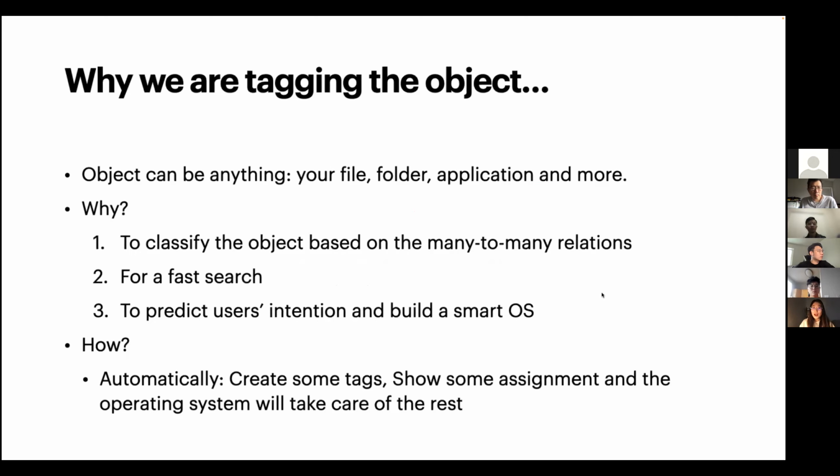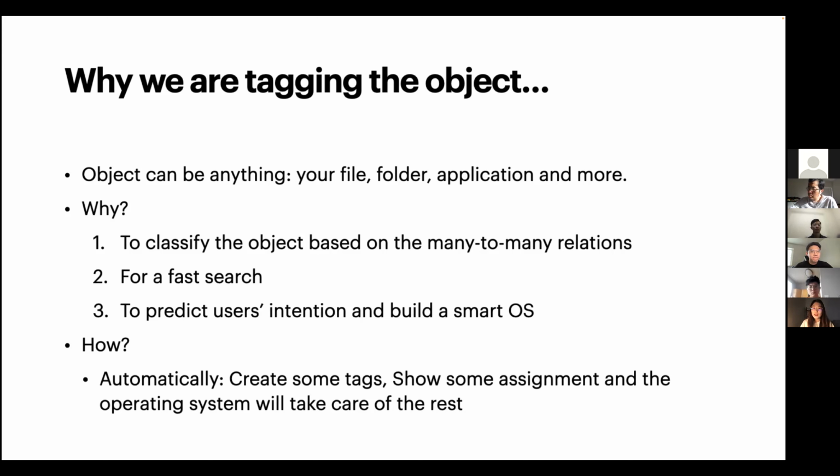So let's first come to the first part, the initial idea. Why are we tagging the objects? Actually, objects can be anything in your system: your file, your folder, your application, and everything. So why do we want to tag the files? The first reason is that from our observation and experience, we find that the current folder mapping cannot satisfy the requirements of many-to-many relations. So we need to find a new way to classify the objects based on the current requirements.